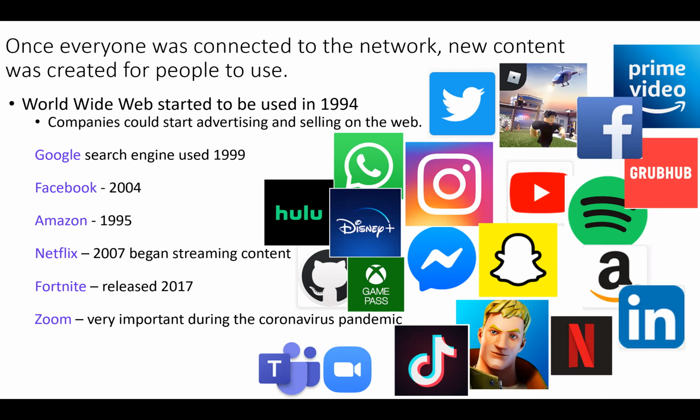The Google search engine was used in 1999. You could look and find something that you were looking for on the web, find where it was. Facebook started its social network in 2004. You could start connecting with your friends. Amazon was selling things in 1995.